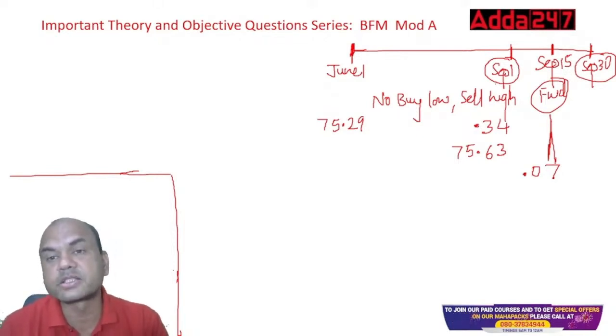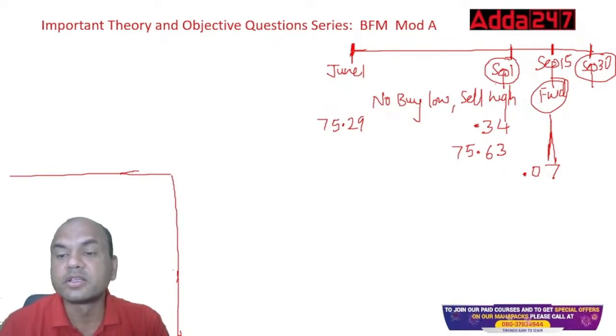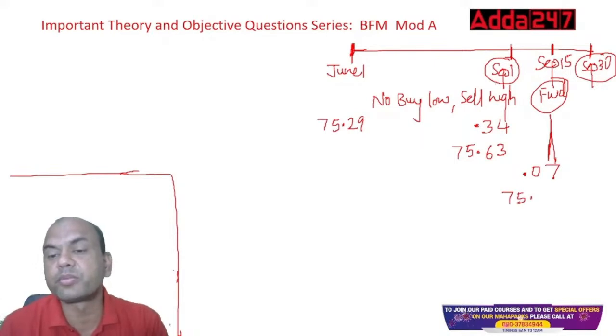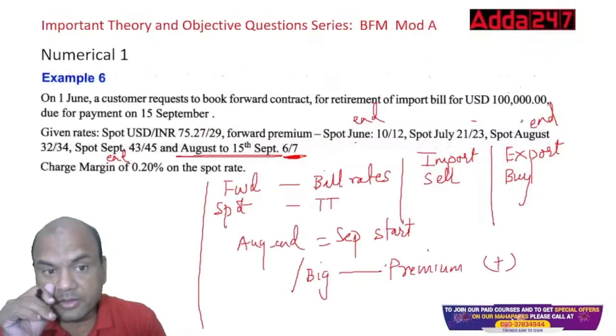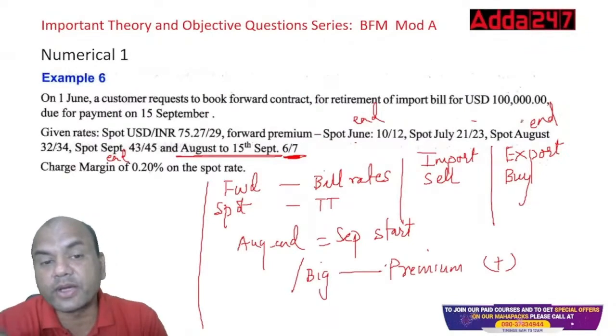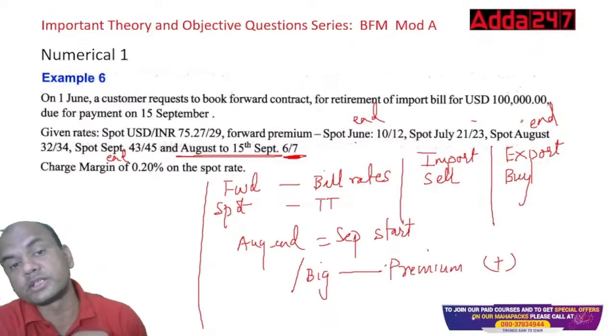Again, premium or discount? Premium. So I'll add this. So it will be 75.63 plus 0.07, so 75.70. This will be my rate for September 15. Exact rate for selling. Okay. But is this a final answer? No, this is not the final answer.